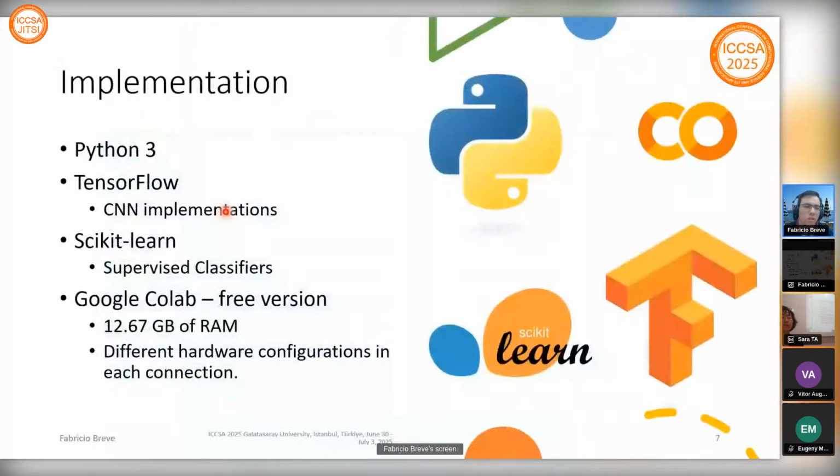The implementation was done using Python. TensorFlow for the CNN implementation. So all CNN implementations are from TensorFlow. The supervised classifiers are from the scikit-learn toolbox. And Erica used the Google Colab free version, meaning that she had 12 gigabytes of RAM and different hardware configurations in each connection. She had to connect many days to run all these experiments.